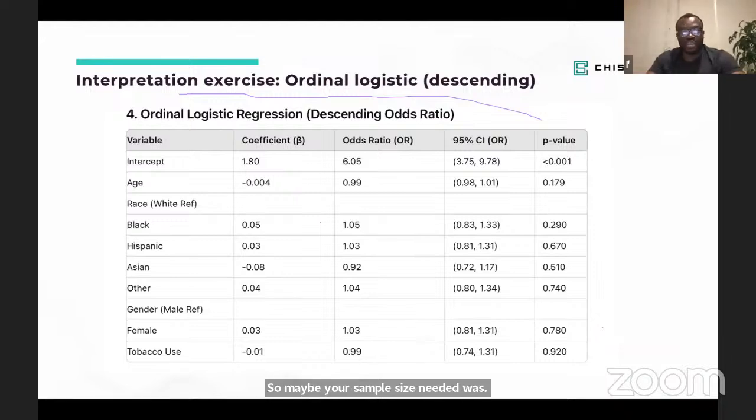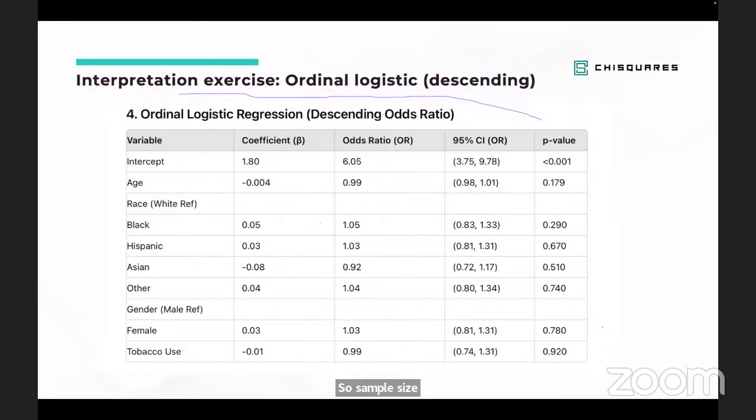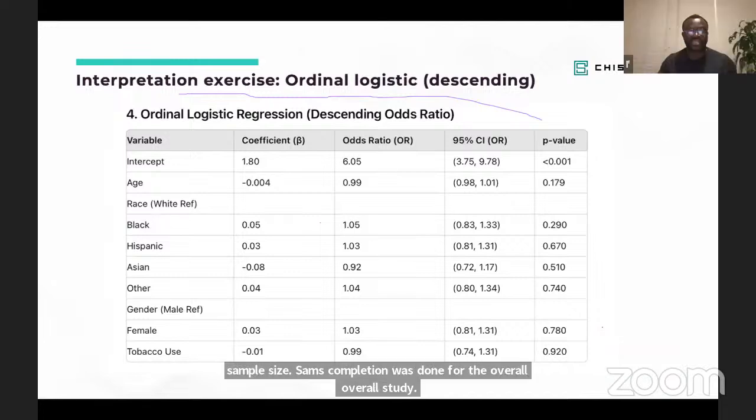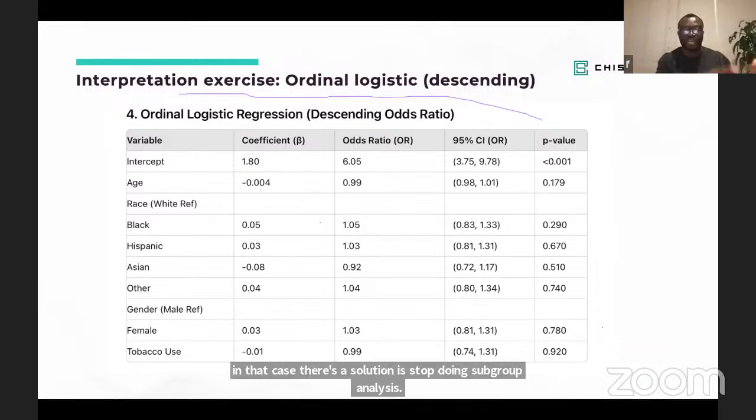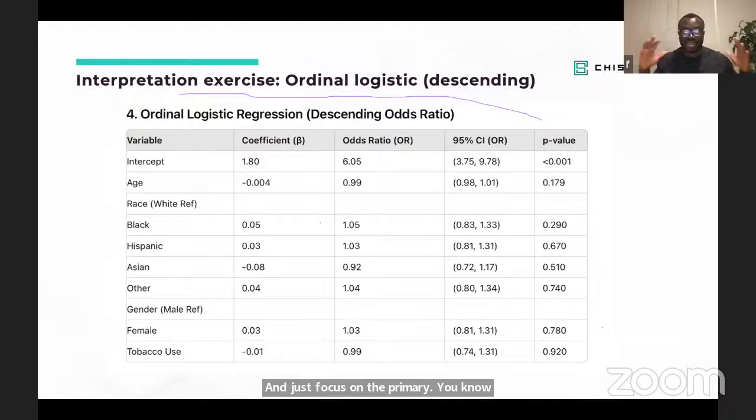The most common reason for type 2 error in studies is subgroup analysis. Remember that the sample size calculation was done for the overall study, yet you now want to do a whole bunch of subgroup analysis. In that case, there is a solution: stop doing subgroup analysis and just focus on the primary analysis, which was for the whole population. If you must do subgroup analysis, just do it and interpret the results qualitatively.